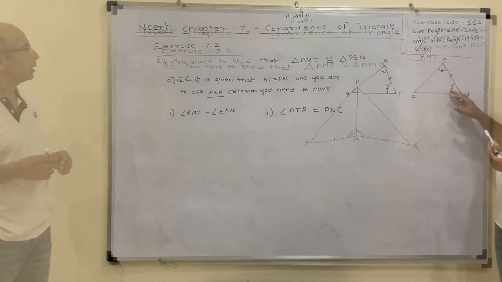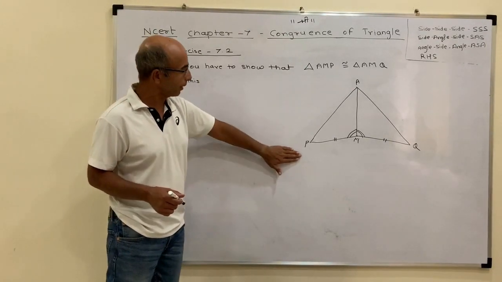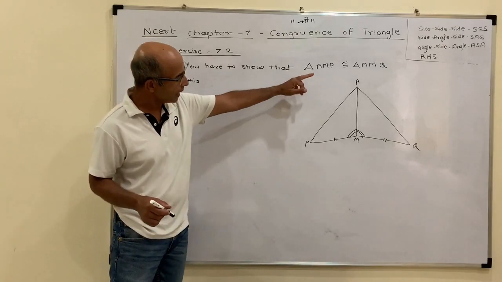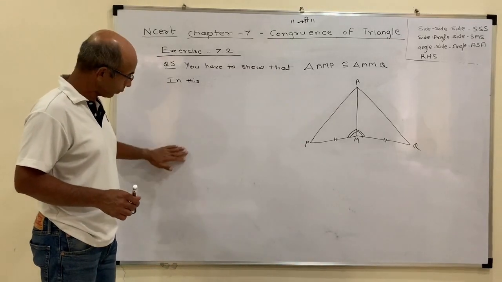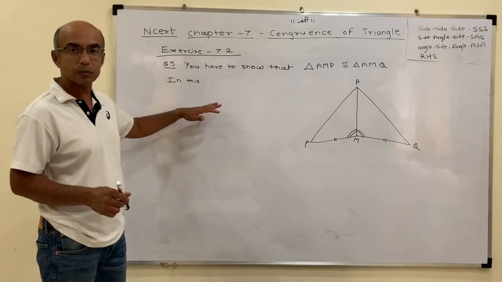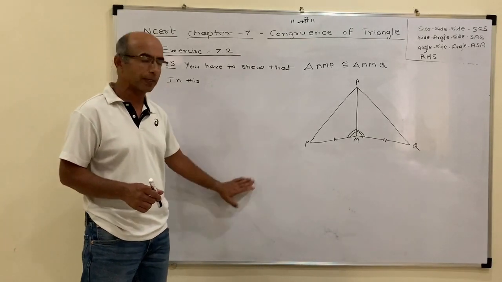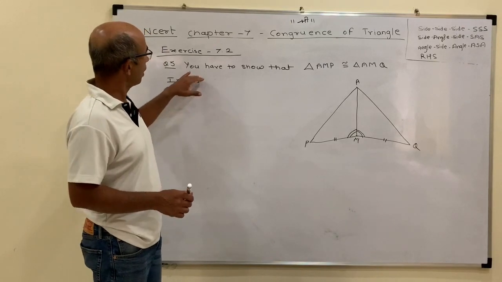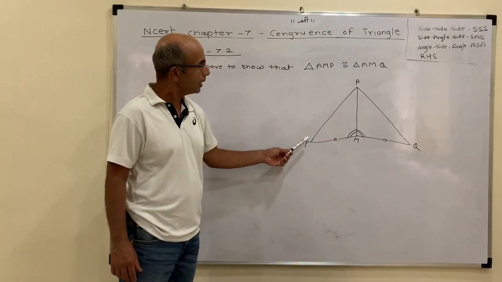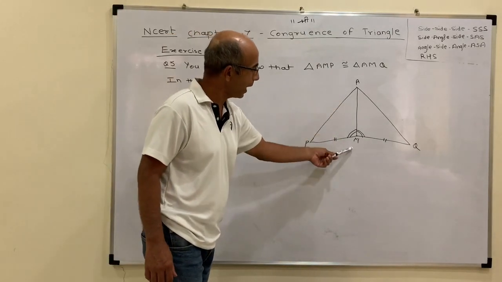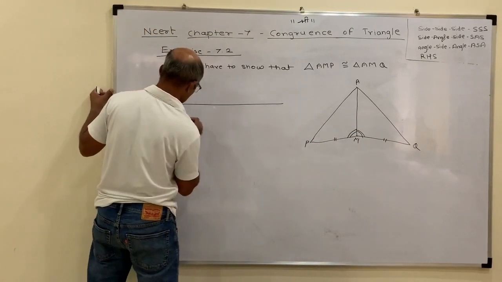Question 3 in exercise 7.2, they have provided us the diagram. These are the two triangles AMP and AMQ. In the textbook, they have asked you to fill in the reason side. But what I am going to do is solve the complete one. What they say is you have to show that triangle AMP is congruent to triangle AMQ. And they have provided what is given.